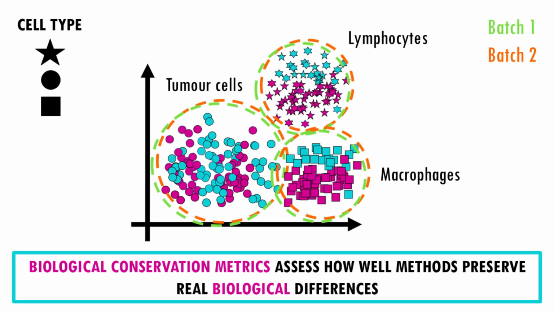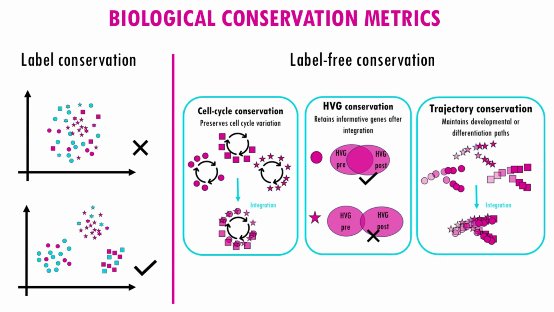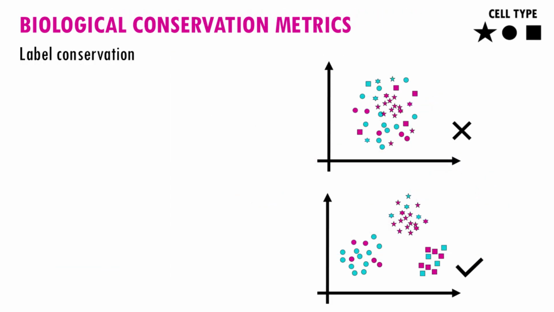Next, we have biological conservation metrics, which assess how well methods preserve real biological differences. And here we can distinguish two categories, depending whether we know or not the cell types already. Label conservation metrics harness the known labels or cell types to measure how well they are clustering together. Basically, we know that tumour cells should cluster together with tumour cells from other samples or batches. So, similar to batch effect correction metrics, we have different ways of measuring this clustering at cell type level.